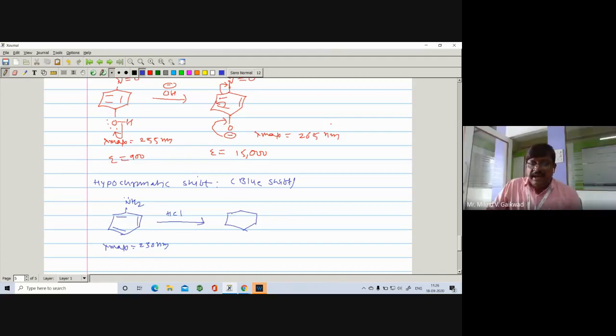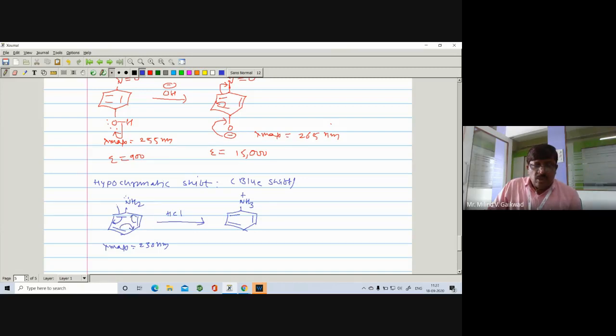This is called a blue shift. Why blue shift? Because here NH2 becomes NH3 positive. Now there was a lone pair, so this pi bond may be involved in delocalization. So this pi bond will shift here, this pi bond will shift here, and this pi bond will shift here.